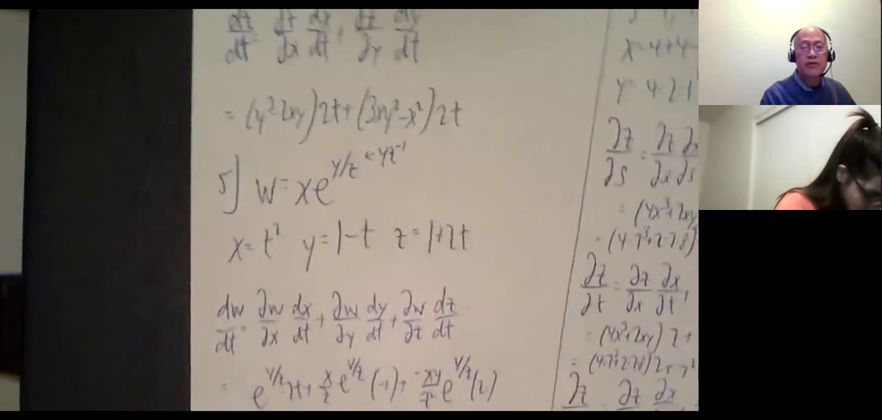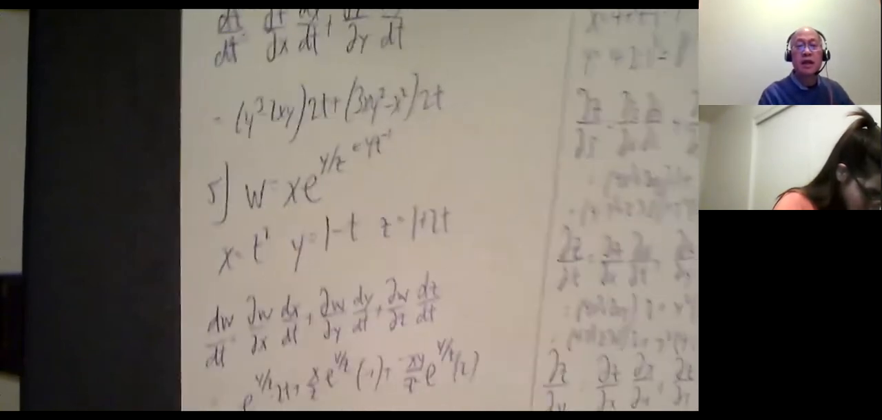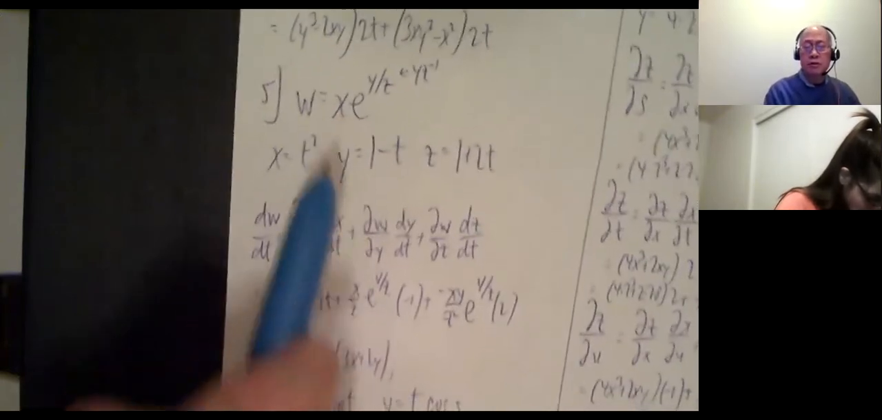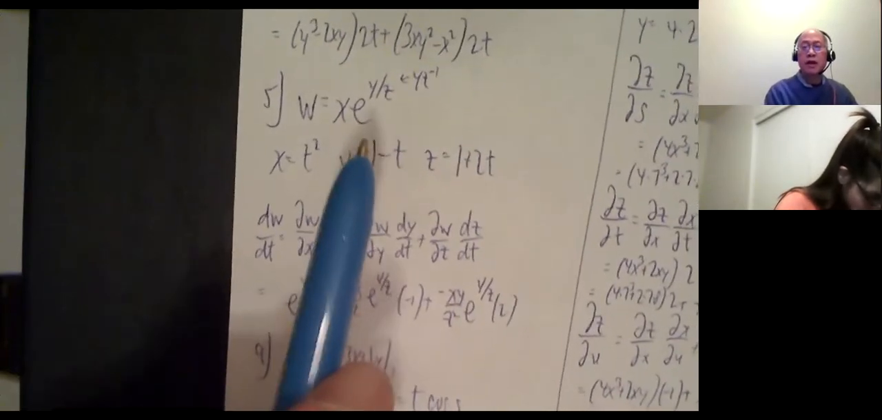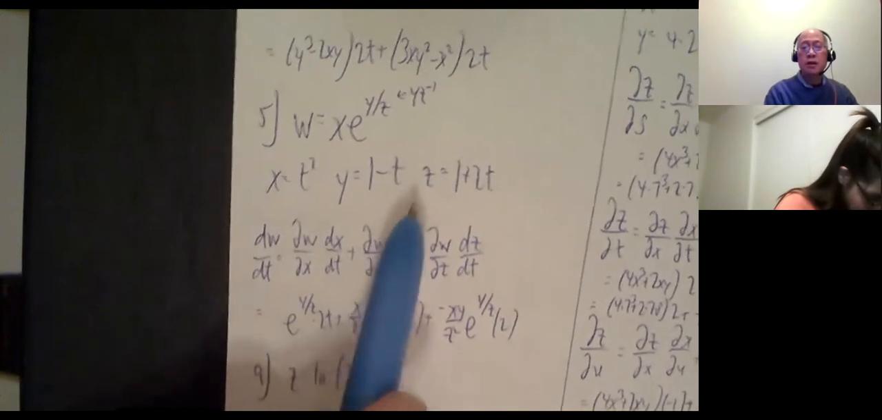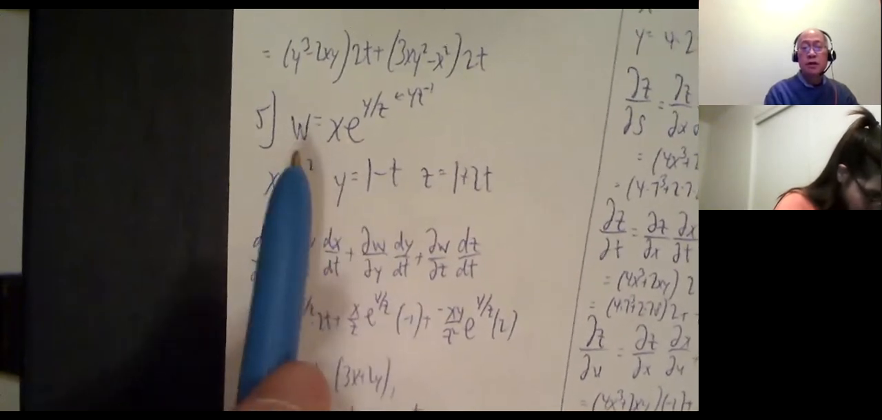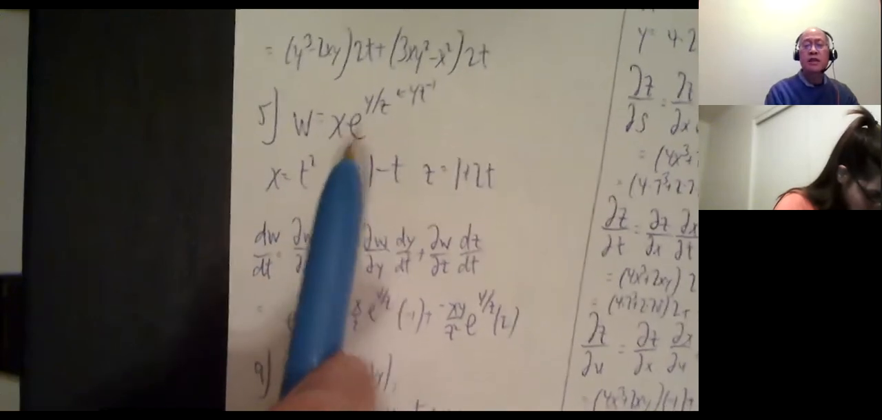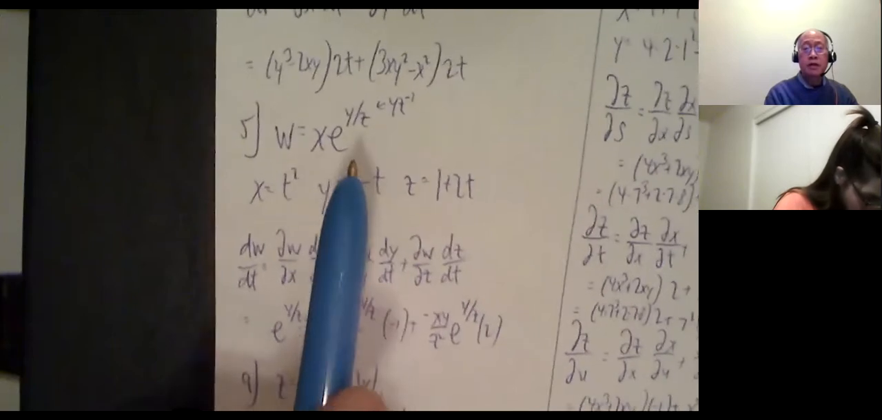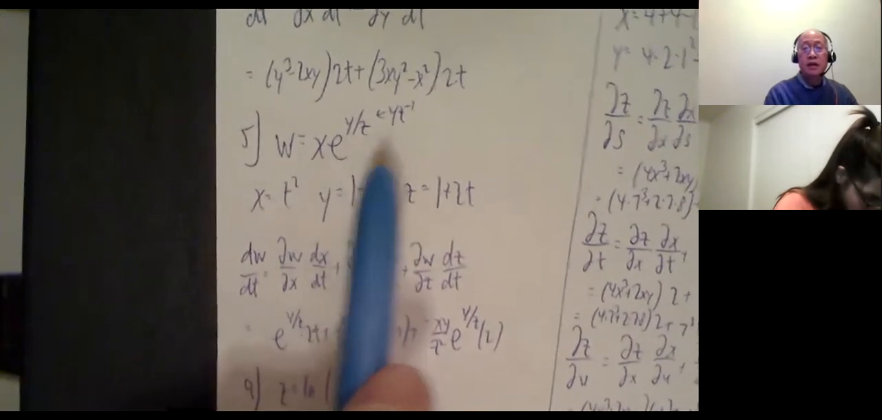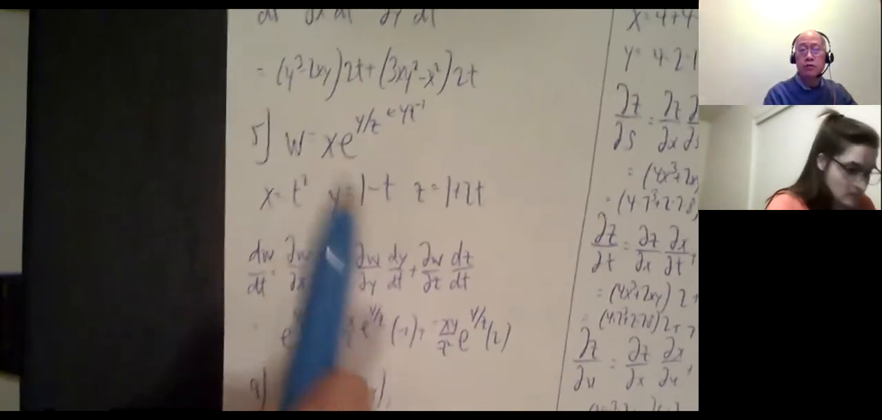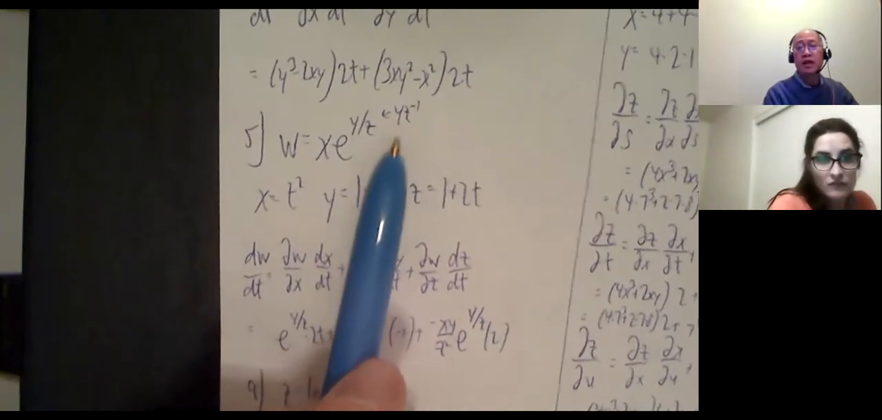Okay, 5 asks for dw dt, where w is a function of 3 variables. So there's the 3 variable case, and x, y, and z are all functions of 1 variable. Okay, so x e to the y over z, again, I think it's easier at the appropriate time to think of it as x e to the y z to the negative 1, to avoid using the quotient rule. Y over z means y z to negative 1.